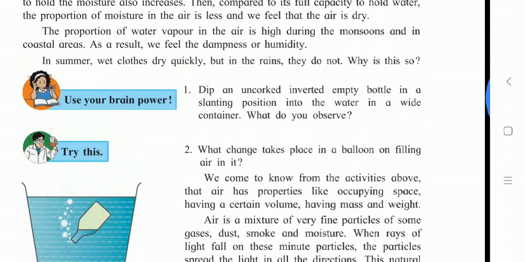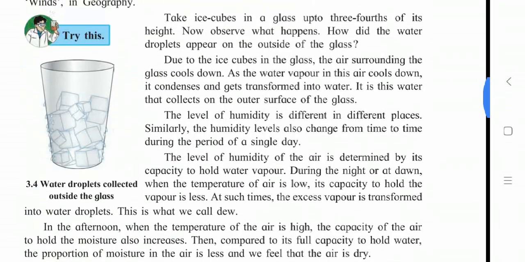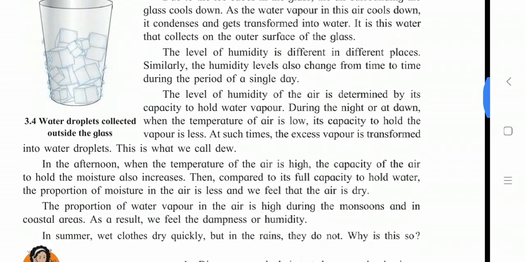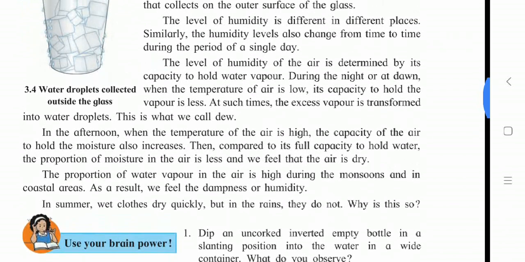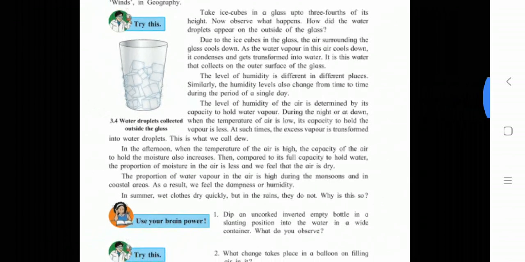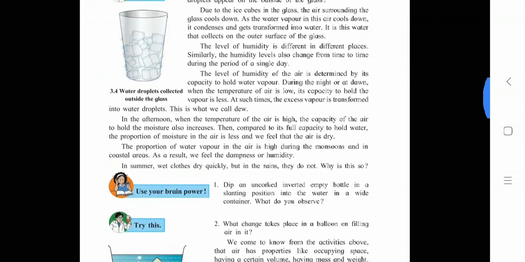So today's homework is to read this page very properly for your understanding. Next video we learn more about this topic.